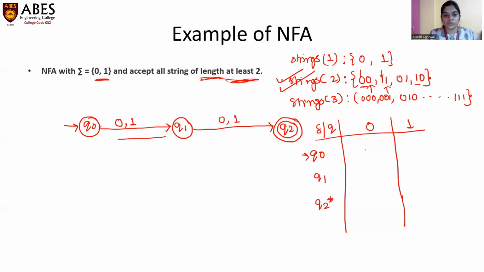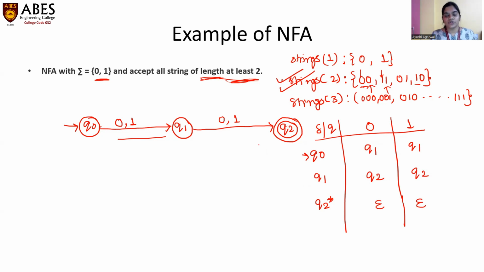From Q0, by reading 0, you move to state Q1. By reading 1, you move to state Q1. From Q1, by reading 0, you move to state Q2. By reading 1, you move to state Q2. And from Q2, you are not reading any symbol, so let's put epsilon over here. That's the transition table for this particular NFA.